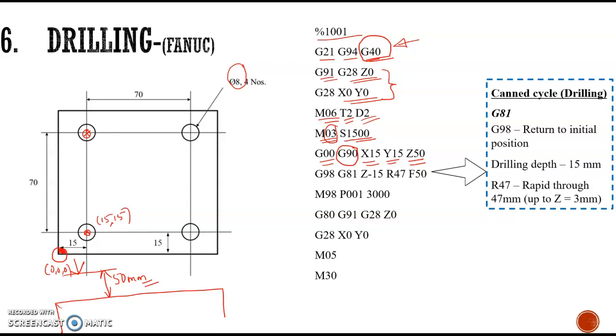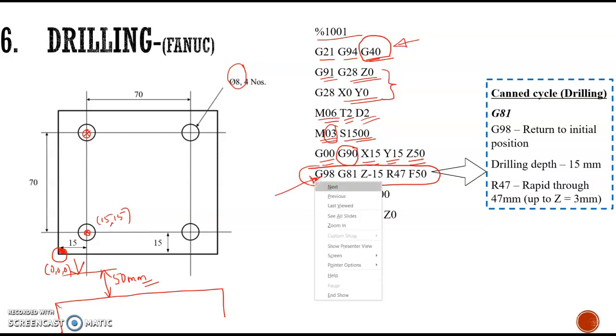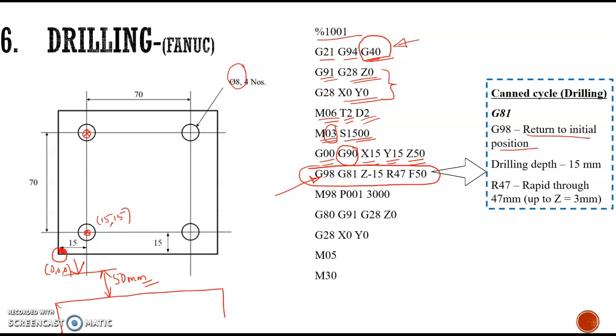And after that we are calling the canned cycle for the drilling operation, continuous drilling operation, and G98 is known as return to initial position after performing this operation. Okay. Then G81 is the canned cycle for drilling, that is continuous drilling, and this Z command is given with the depth of cut, that is the drilling depth. That is minus 15, meaning it has to move that far.